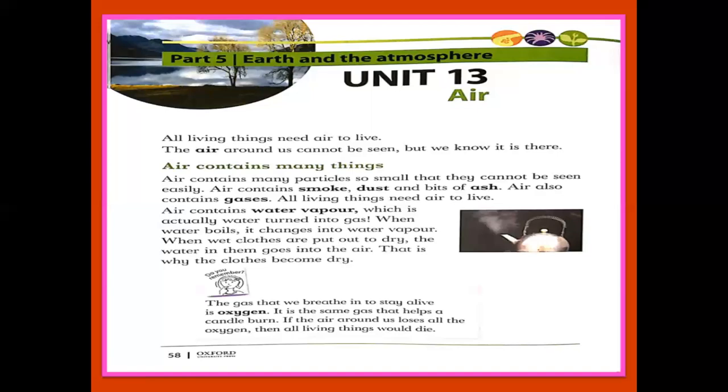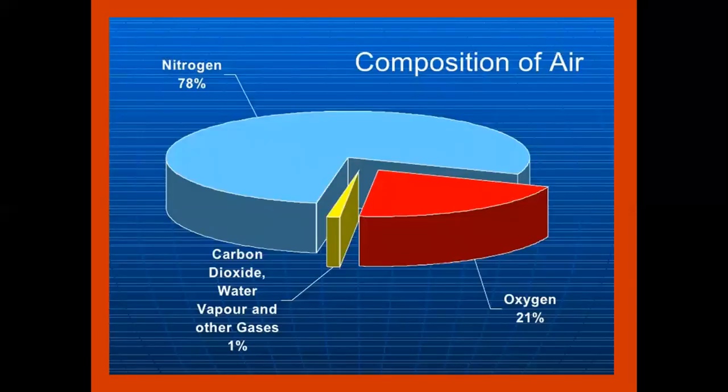Now look at the composition of air. Suppose this whole is the air, a map of the air. You can see this big one, this is nitrogen. The composition of air is: number one nitrogen, number two oxygen, number three carbon dioxide, number four water vapors and other gases. Other gases, you can say, are helium or others, and some other particles are also included, less than 1%.